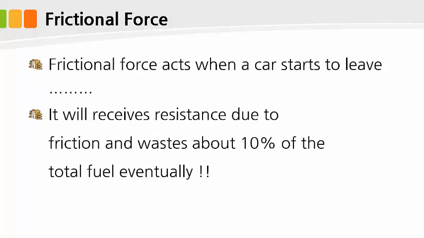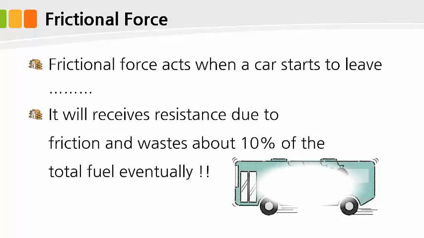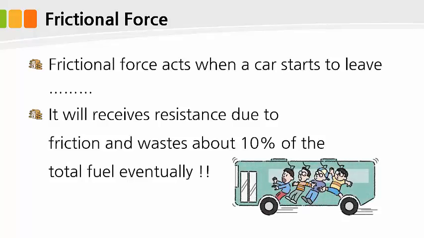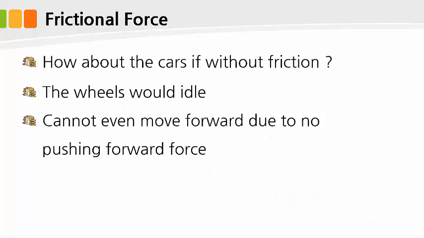A moving object wants to keep moving, but stops because of friction eventually. The frictional force acts when the car starts to move. When a car moves, it receives resistance due to friction and wastes about 10% of the total fuel eventually. However, if there is no friction, the wheels would idle, and the car cannot even move forward due to no pushing forward force.